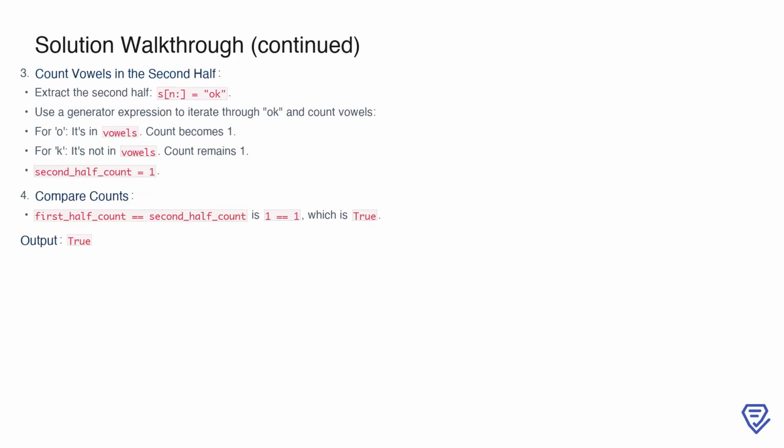Now, we move to the second half of the string, which is "ok". Again, we use a generator expression to count the vowels. For the first character, o, it is a vowel, so the count becomes 1. The next character, k, is not a vowel, so the count remains 1. This gives us a second_half_count of 1.